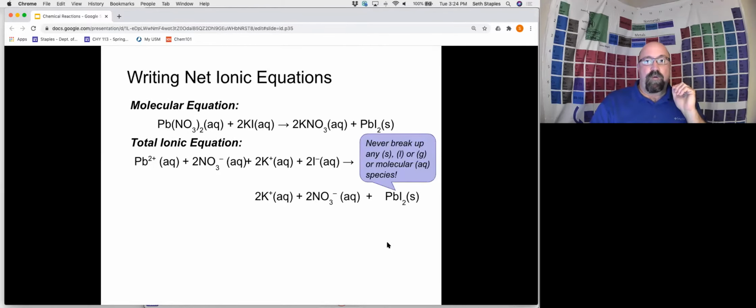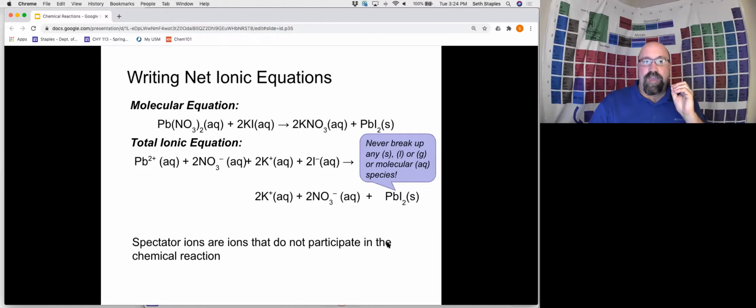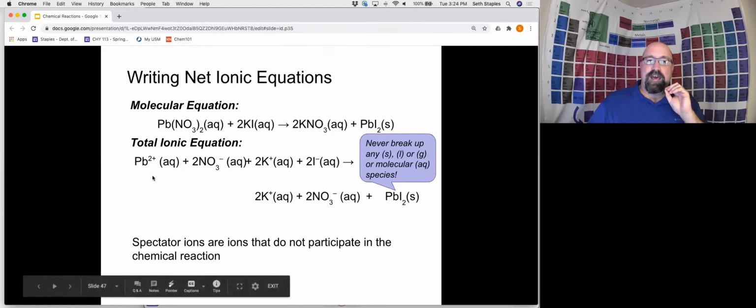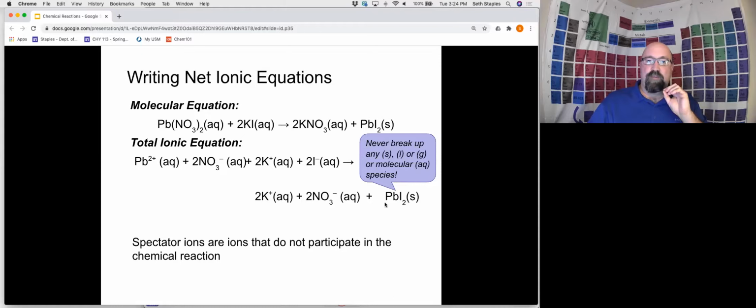What we can do now, or sorry, we never break up any solids, liquids, gases, or anything that's molecular in our total ionic equation. And that'll be important for us later on. And what we can start to do now is to look at our spectator ions. We want to take a look for any ions that are in aqueous form on our reactant side and remain in their aqueous form on our product side. And so we can see, for instance, that our NO3 minus and our K plus, our potassium and our nitrate, are both aqueous as reactants, and they're also both aqueous as products.